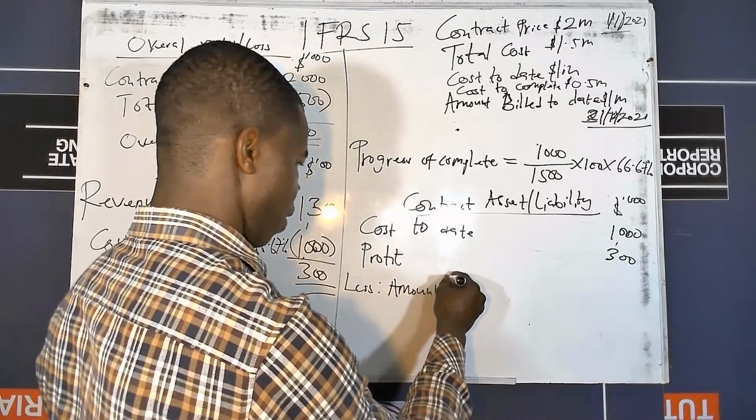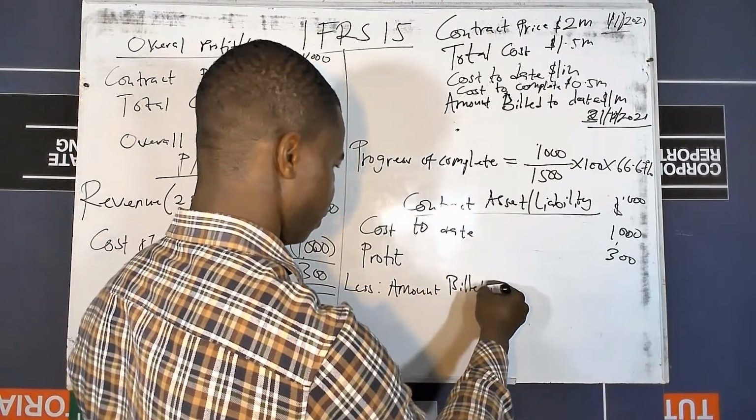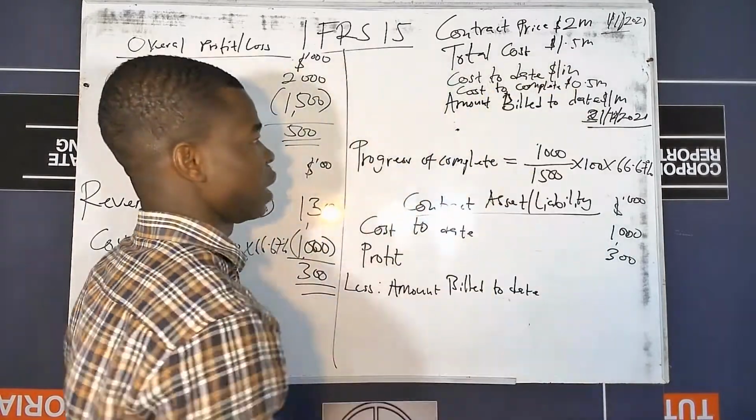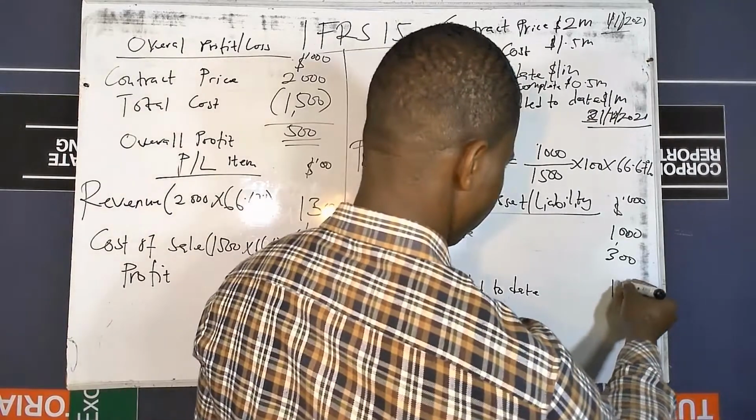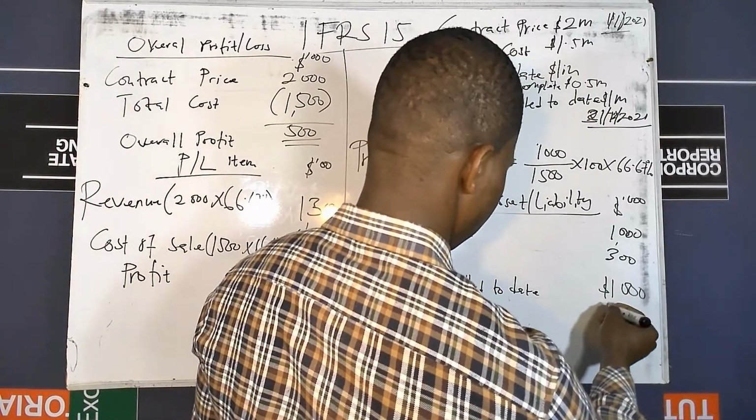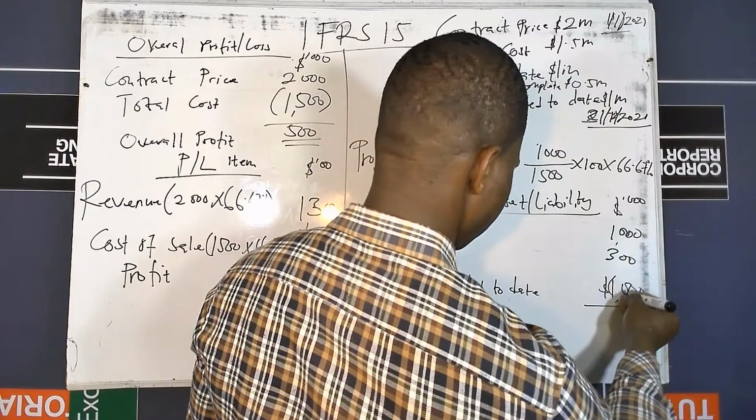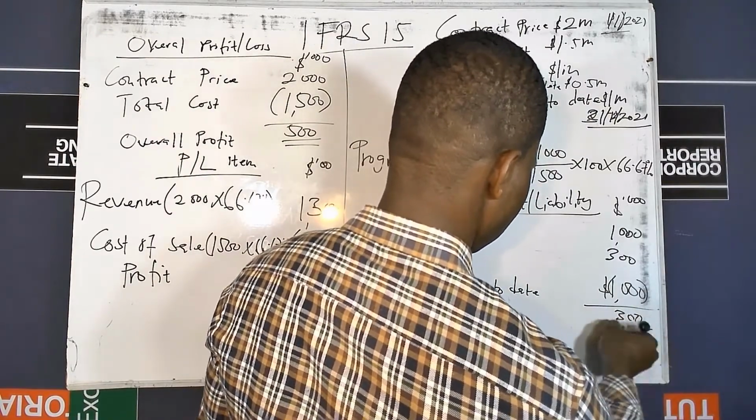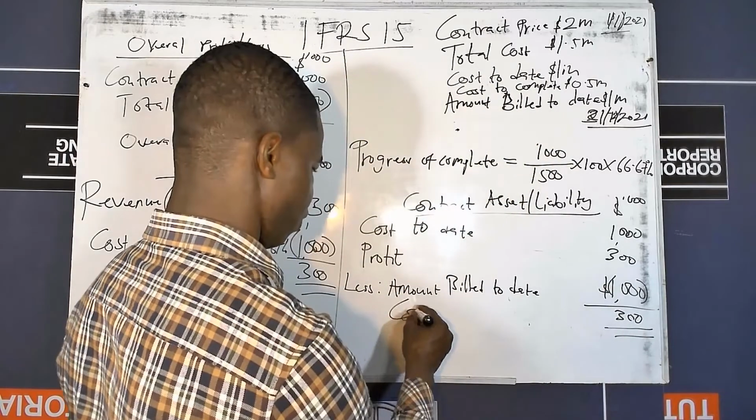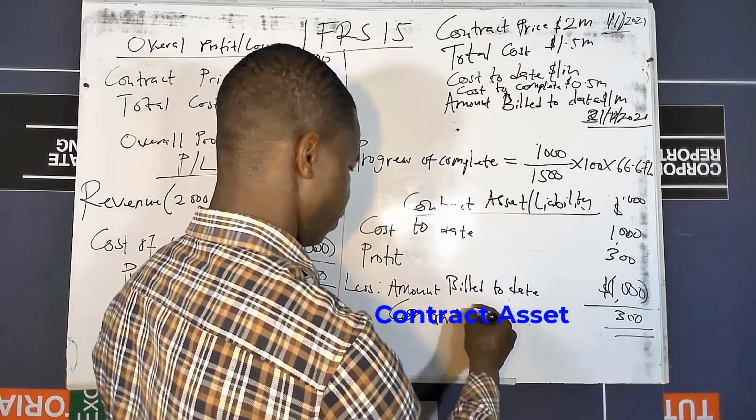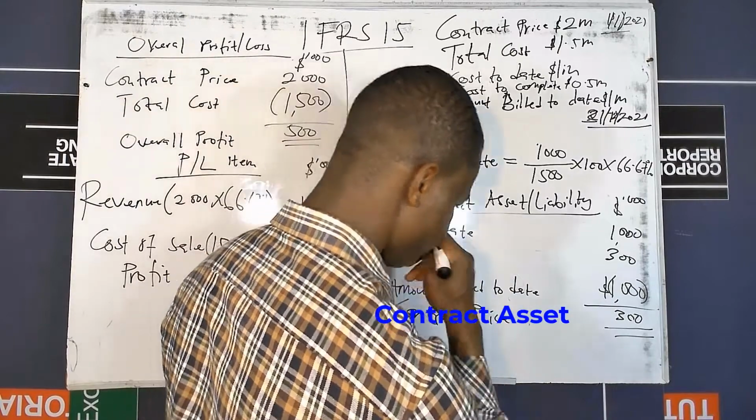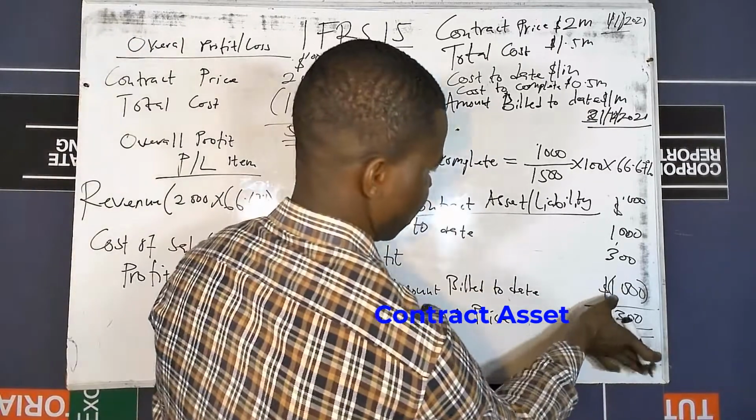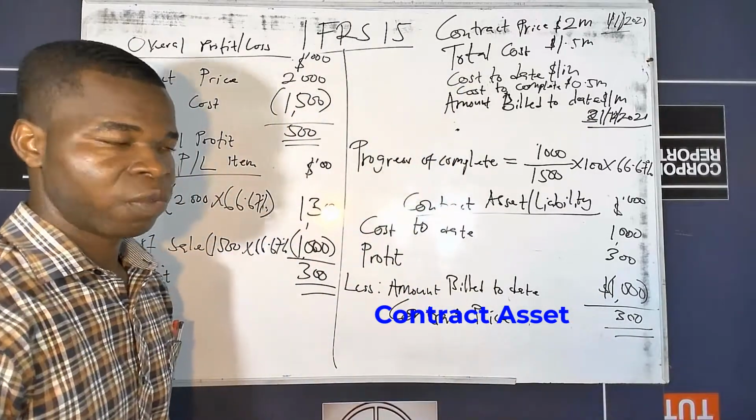amount billed to date. Then we were told that the amount due to date, the amount received from the customer was $1,000. So here we add this and less this one, we are going to get 300 over here. So that's going to be our contract asset, because the positive figure is going to be our contract asset. So basically, this is what you will send to our statement of financial position as contract asset.